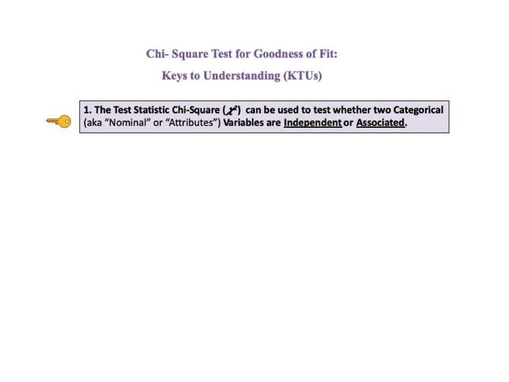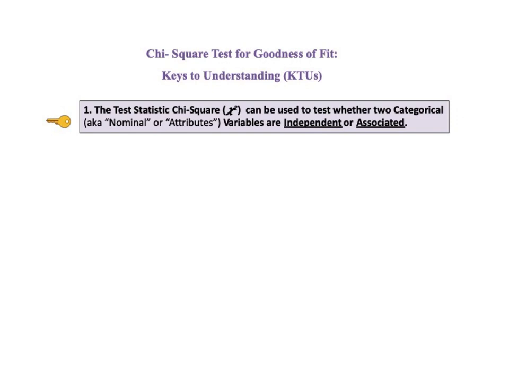As usual in the book and in these videos, we'll start by going quickly through a list of keys to understanding, or KTUs. This will end with the highlights of the concept on a single page. And then we'll go into detailed explanations of each of the keys. There are 4 keys to understanding the chi-square test for independence.